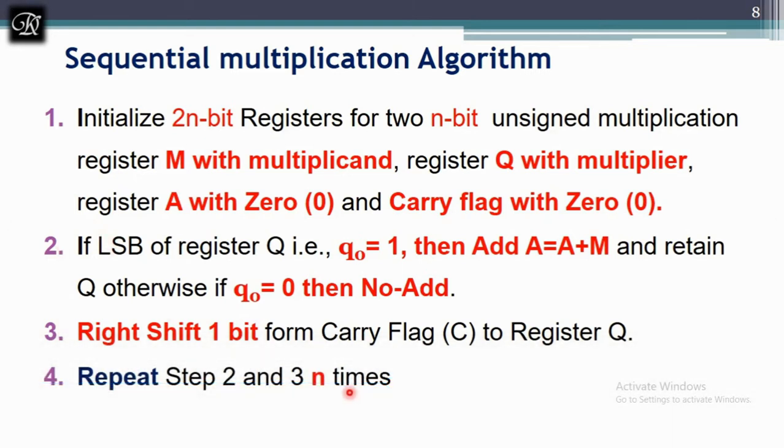What is n? In the previous example, n was 4. We had taken 4-bit numbers, both with the same number of bits, so we performed 16 operations. Here we are going to repeat steps 2 and 3 n times, and for our example it is 4. Let's see the example.